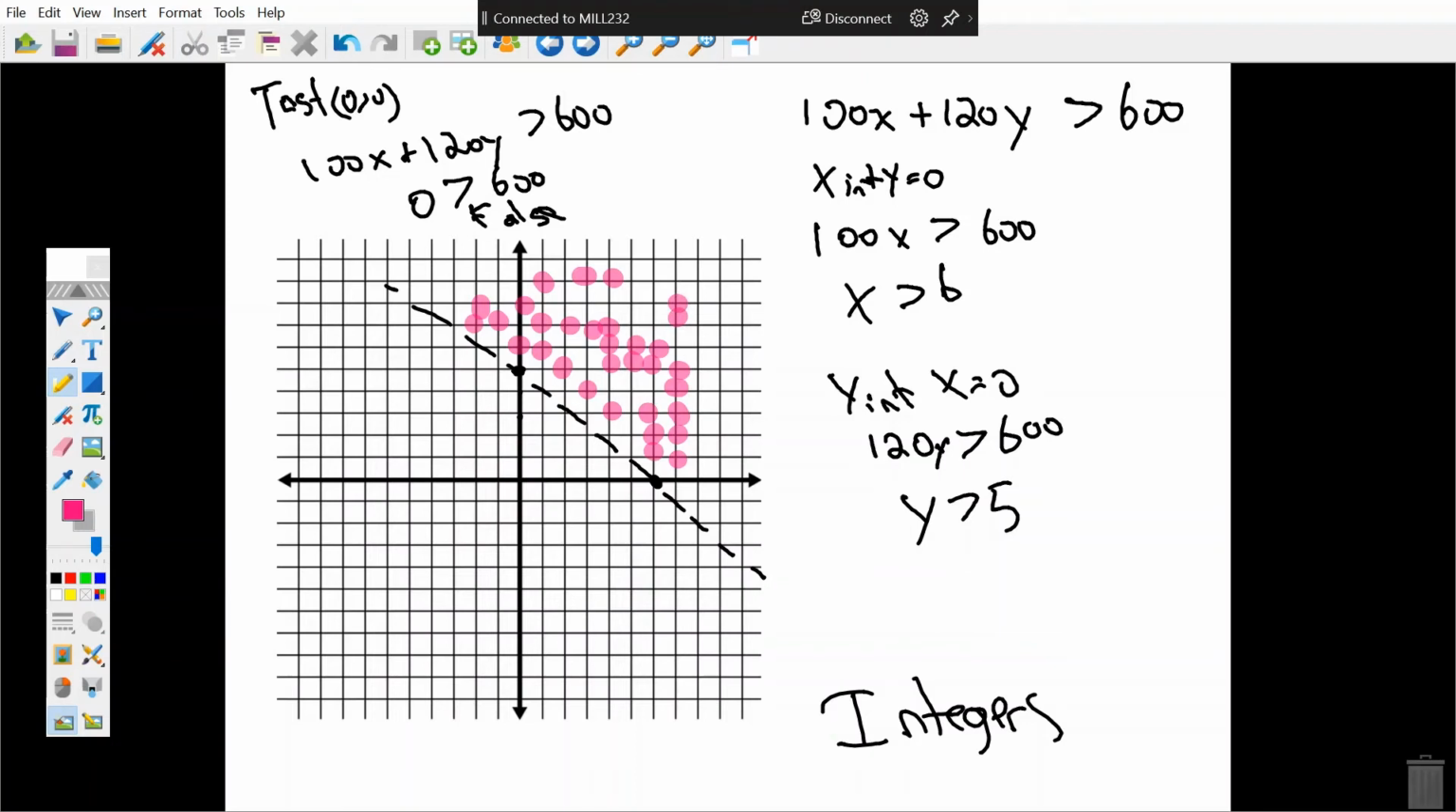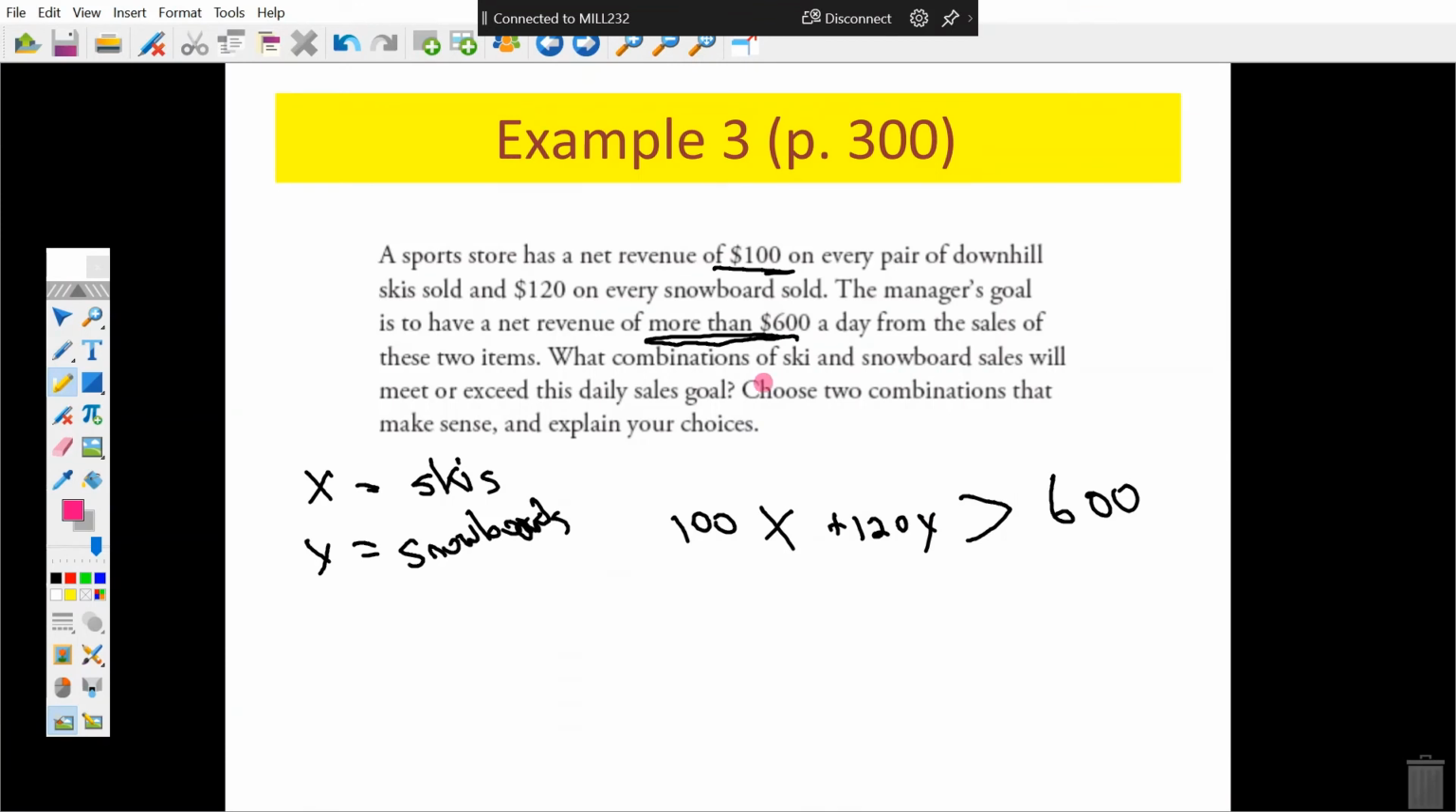Now, do you have to color in every single dot to get the question right? No. I'm not going to sit here and make you color in every dot. That would take me 15 minutes. But if you color in a majority of them, I can see that you understand this is supposed to be above. The final part of the question said, choose two combinations that make sense.